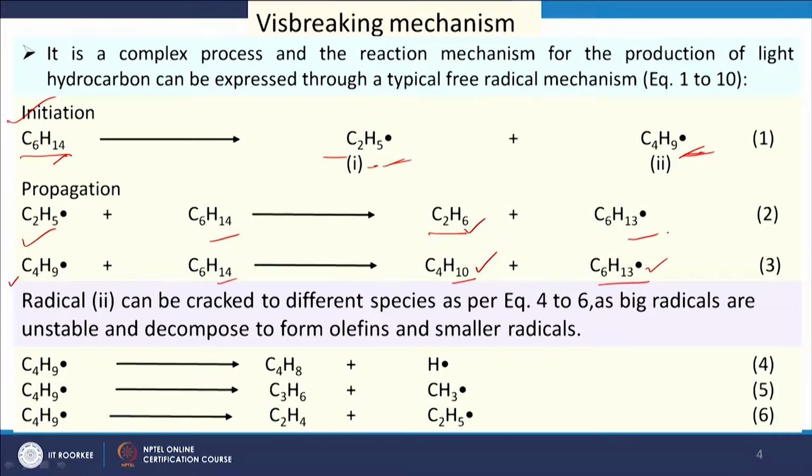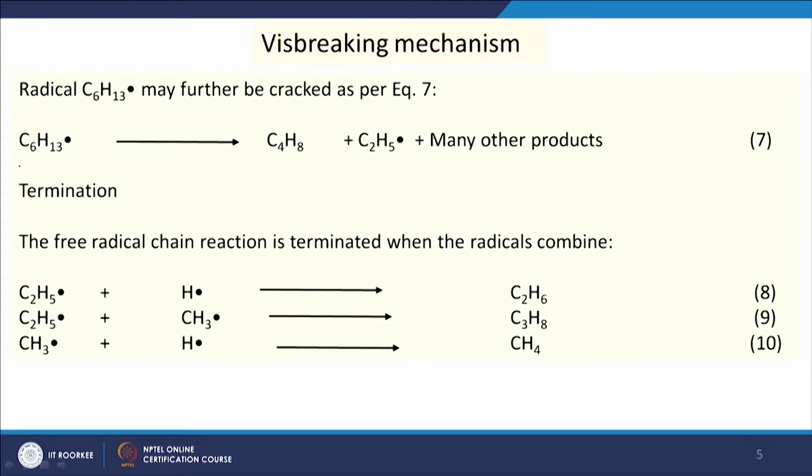Then C4H9 dot can give us C4H8 plus H dot. This free radical again gives us some hydrocarbon and some free radical, in this case H dot, in this case C3H6 plus CH3 dot, and then C2H4 and C2H5 dot. So, there are possibilities of production of a number of types of hydrocarbons, and also free radicals of lower size. Similarly, C6H13 dot can give us C4H8 plus C2H5 dot plus many other products.